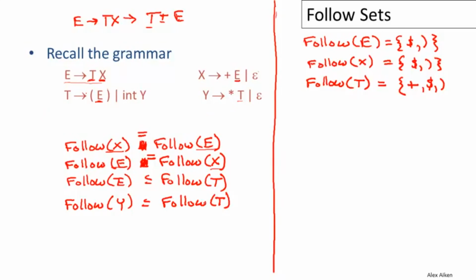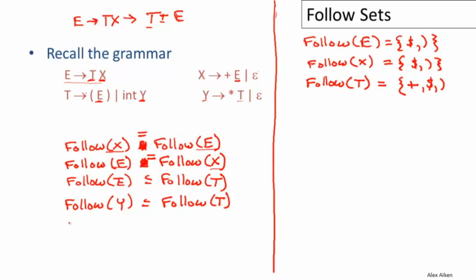All right. So now we can go off and work on the follow of Y. In order to figure out what the follow of T is going to be, we're going to have to know the follow of Y. And so where is Y used in the grammar? Well, there's only one place, and that's over here. And notice that Y appears at the right end of a production.